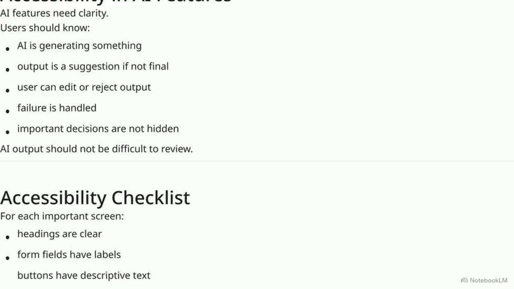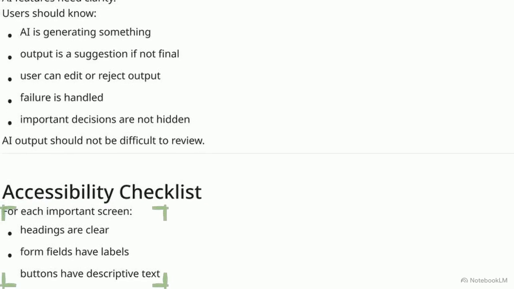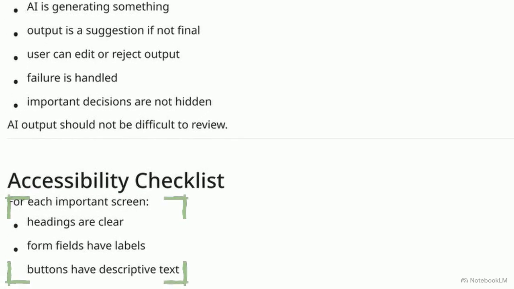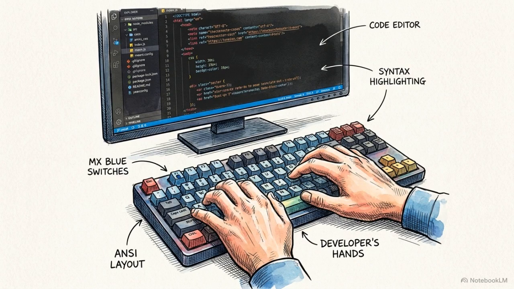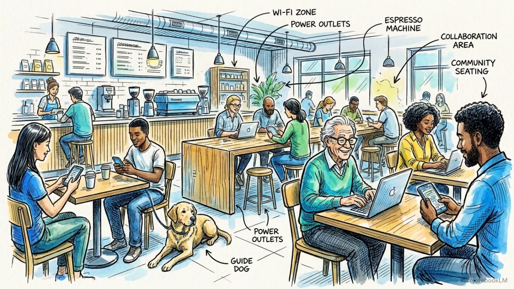To verify that system is working, developers should run through this exact accessibility checklist for every major screen they build, ensuring clear headings, labeled forms, and descriptive buttons are always in place. Building with accessibility in mind moves a project past the minimum requirements of compliance. It ensures every line of code serves the widest possible audience without unnecessary friction.